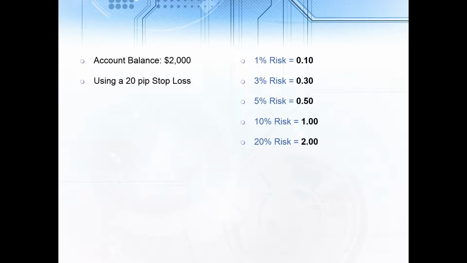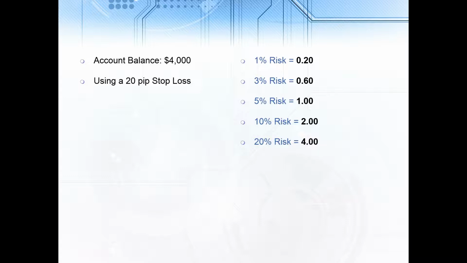Very simple math. If you're having trouble, just pause and go through each one and see where your account's at. If your account's below $1,000, then just halve the lot size that I put in the first slide, right? Okay, so let's go to the next one. If we have a $4,000 account using a 20 pip stop loss, our 1% risk will be 0.20, 3% risk will be 0.6, 5% risk will be 1 lot, 10% 2 lots, and 20% 4 lots.